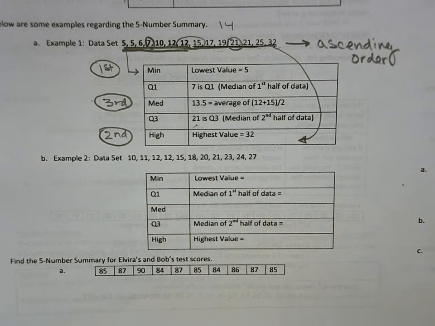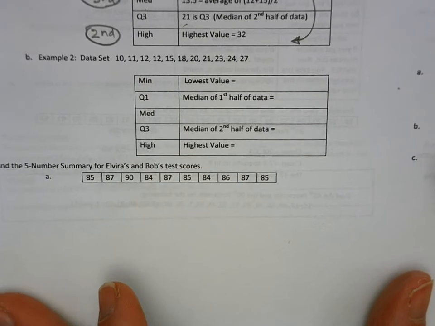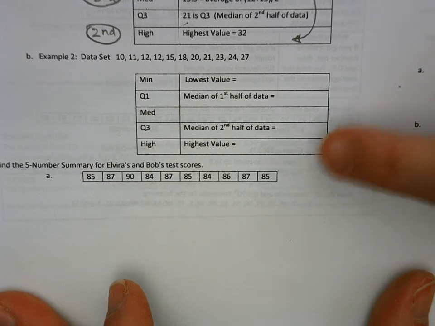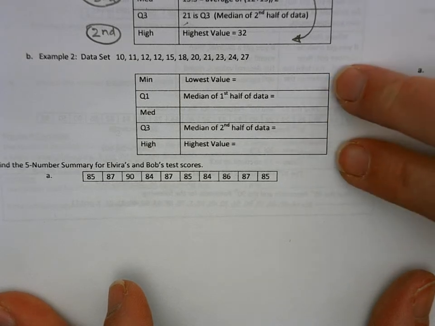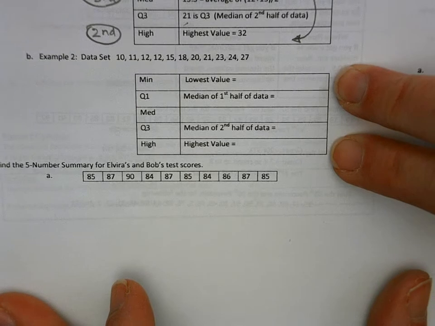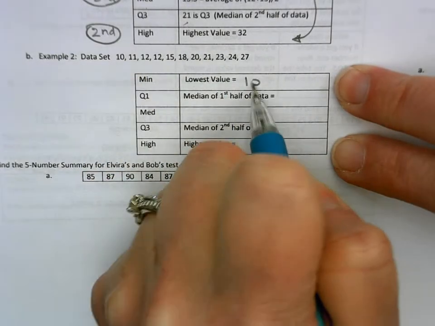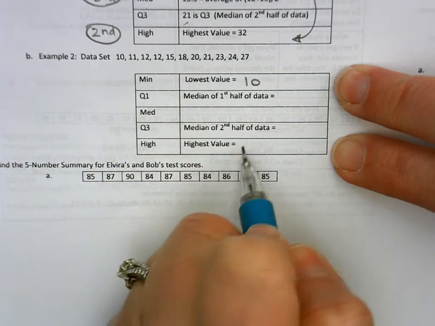All right, so let's take a look at example 2. So this is in order. So I find my minimum, my lowest and my highest value. So I'm going to do that first. So it's in order for me. So my lowest value is 10, and my highest value is 27.